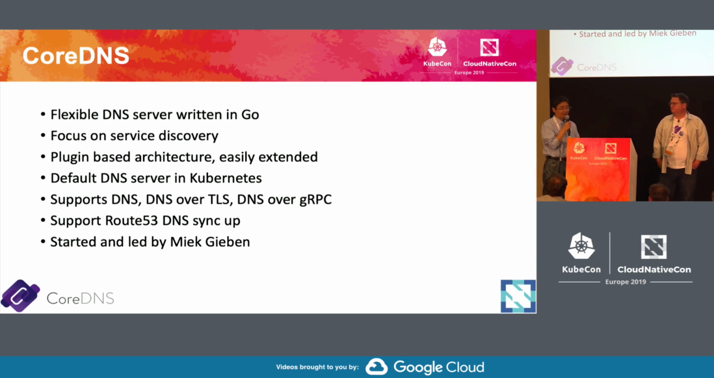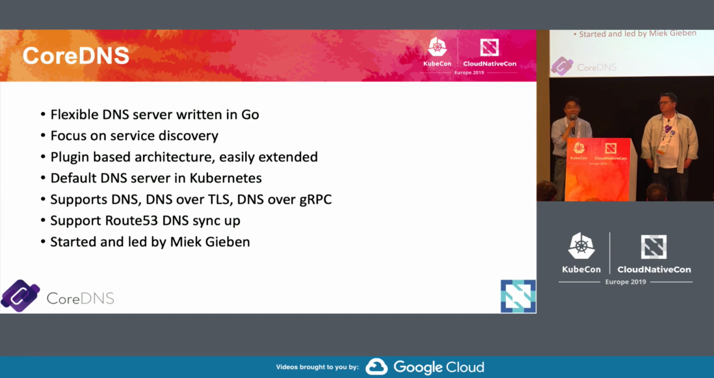Let's just briefly introduce CoreDNS. CoreDNS is a flexible DNS server written in Go. It has a focus on service discovery. CoreDNS is plugin based, which means it's very flexible and it can easily be extended with external and additional functionalities. At the moment, CoreDNS is the default DNS server in Kubernetes. It got into Kubernetes in 1.11, and we reached the status of default in 1.13.